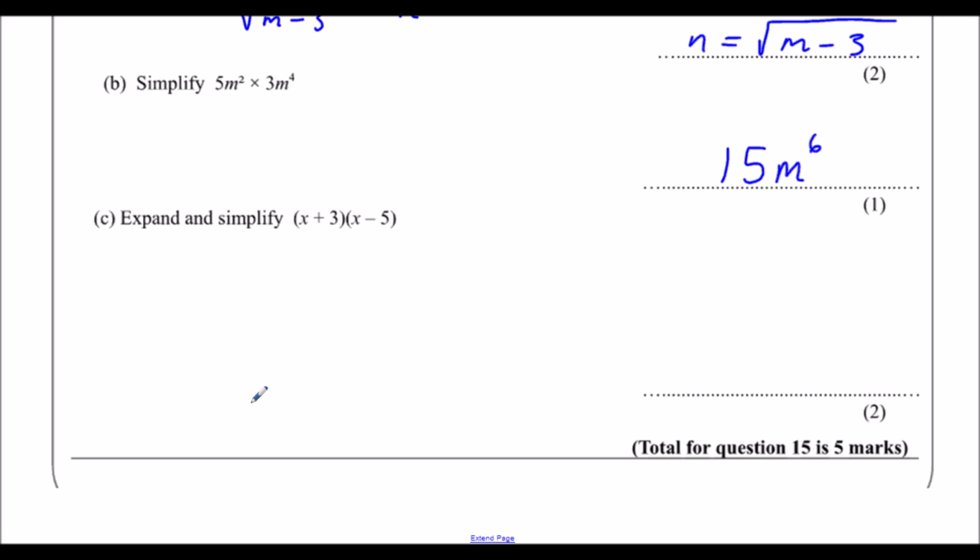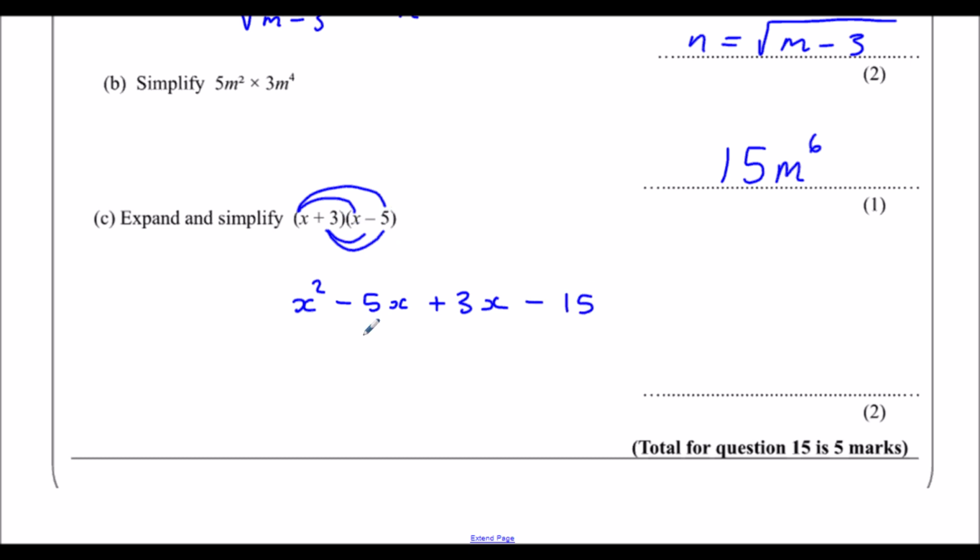And part C, expand and simplify. So we're going to multiply both the terms in the second bracket by x, and then both the terms in the second bracket by the 3. X times x is x squared. X times the minus 5 is minus 5x. 3 times x is 3x. And positive 3 times negative 5. So a positive times a negative is a negative. And 3 5s are 15.